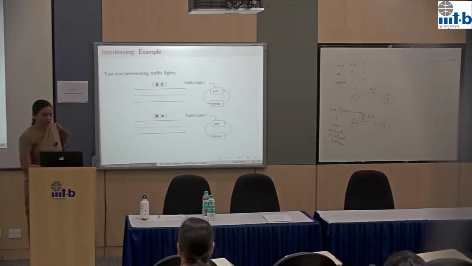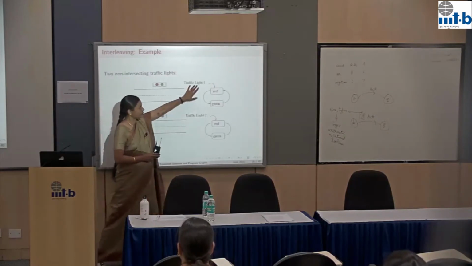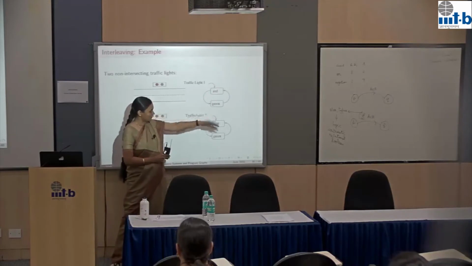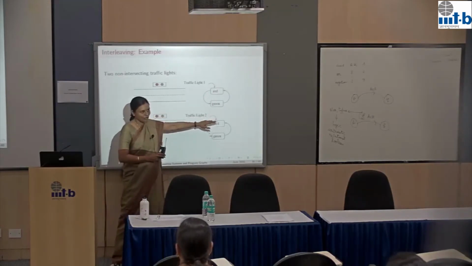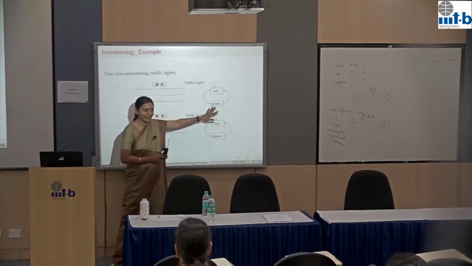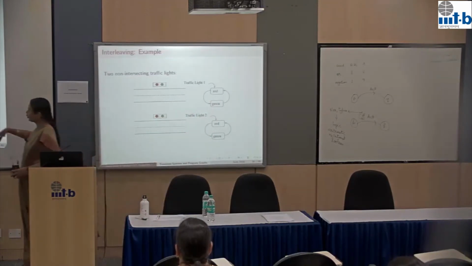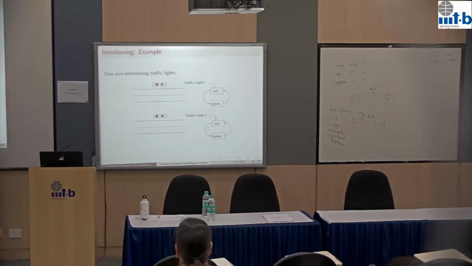So this is a toy example that we have: there are two traffic lights. This is process 1, this is process 2. Here is a toy transition system for process 1. I have not even put amber or yellow. It just goes between red and green infinitely often. This one also goes between red and green infinitely often. They operate on two roads that don't have any intersection, right?